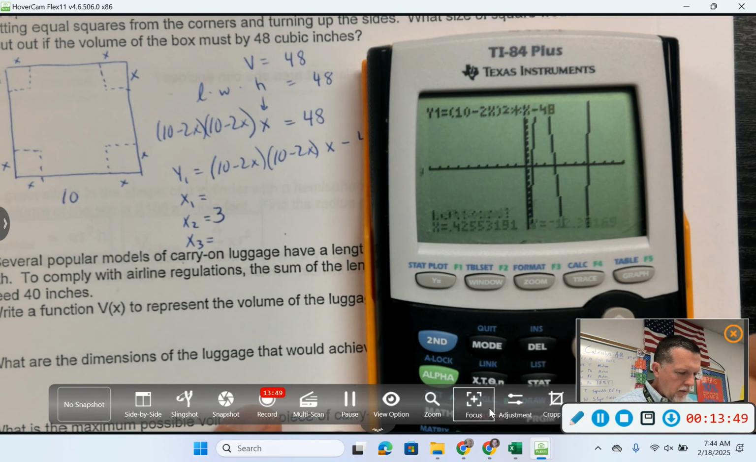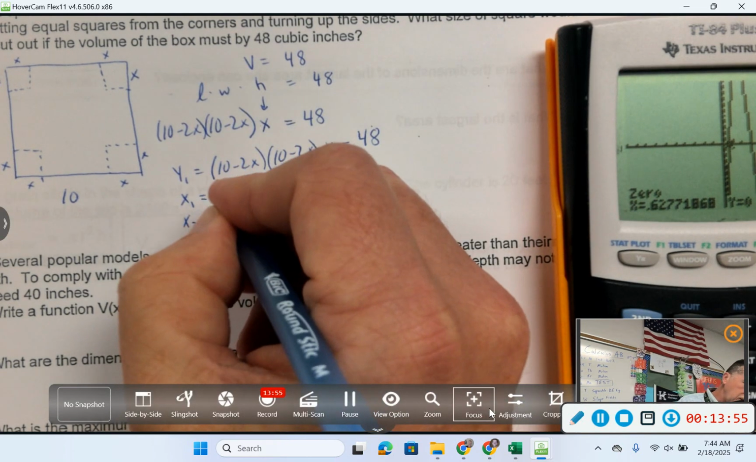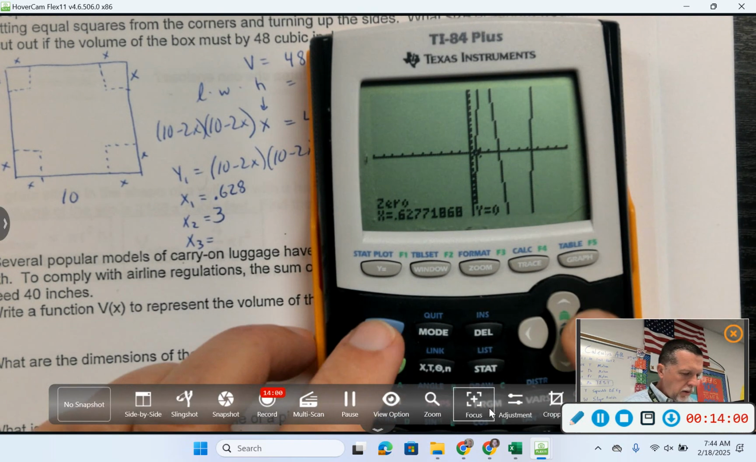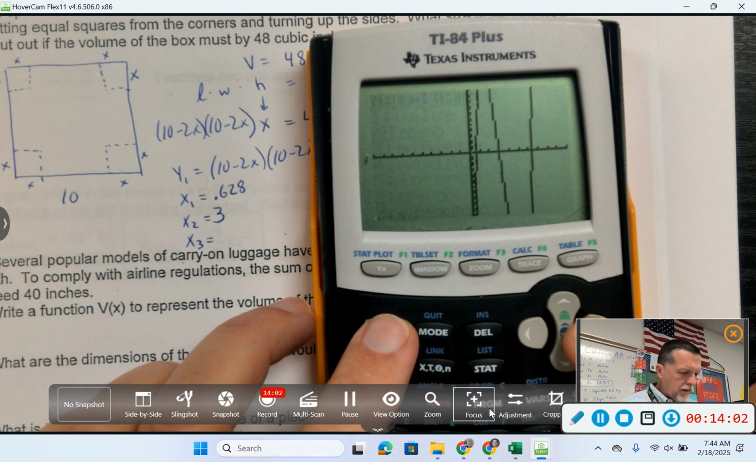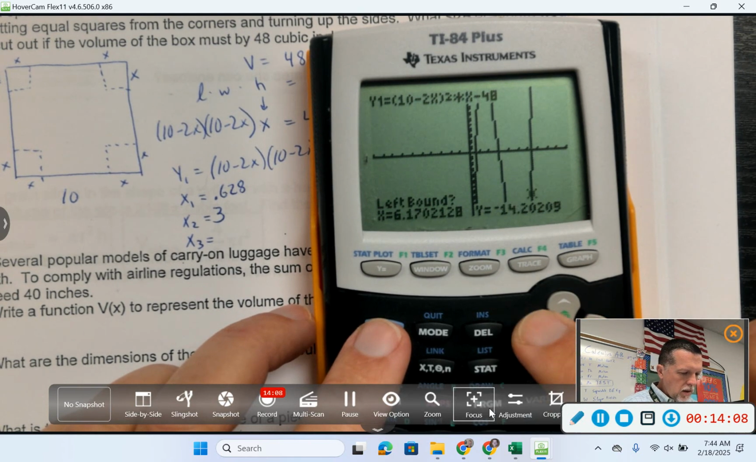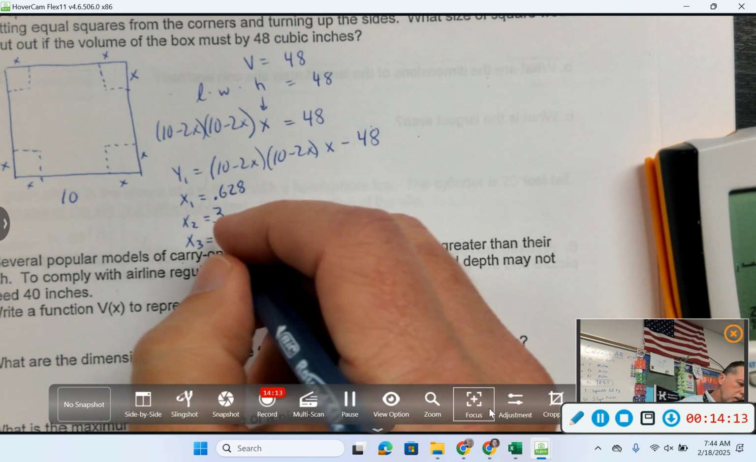Let's see. Left bound, right bound, guess. So 0.628. We want 3 decimal places. 3 we already have, and whatever that other one is. 6.37. Left bound, right bound, guess. 6.372.